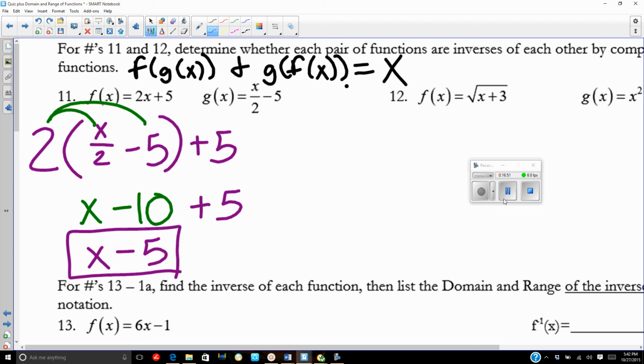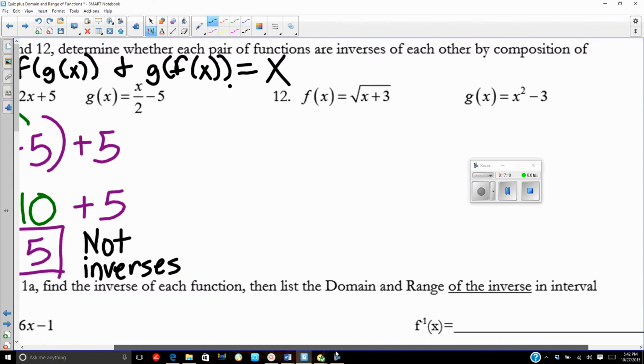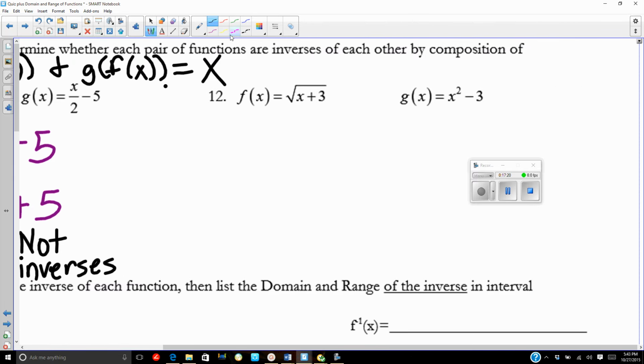So that doesn't end with an x. I think on the quiz it asked for you to find both. This one doesn't specify for you to do both f of g of x and g of f of x. So we can stop right here and say these are not inverses. So that's the answer to 11. And then let's do 12 the same way. Again, set it up.